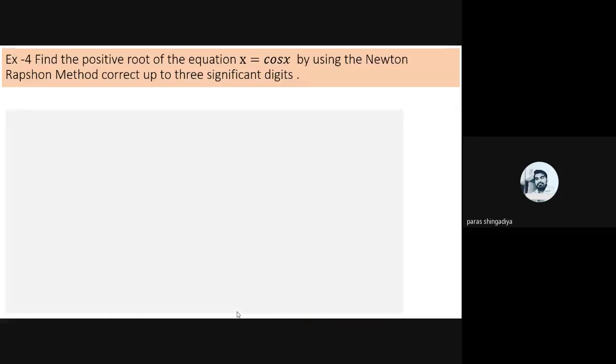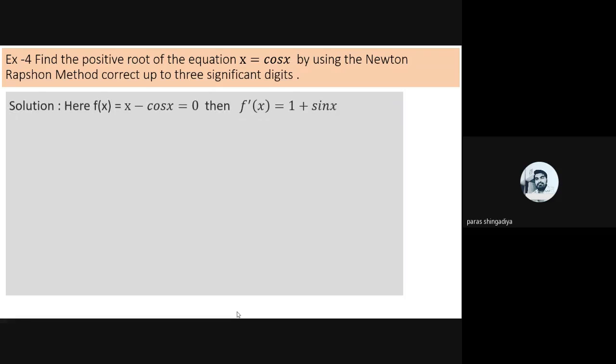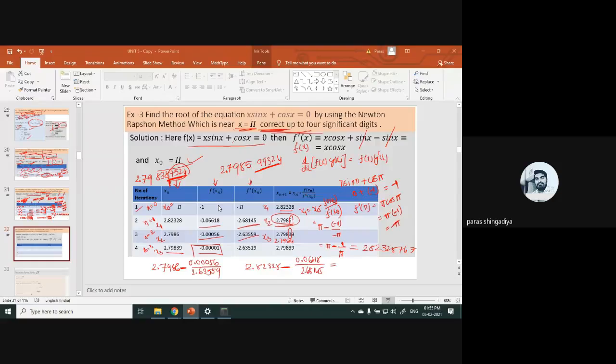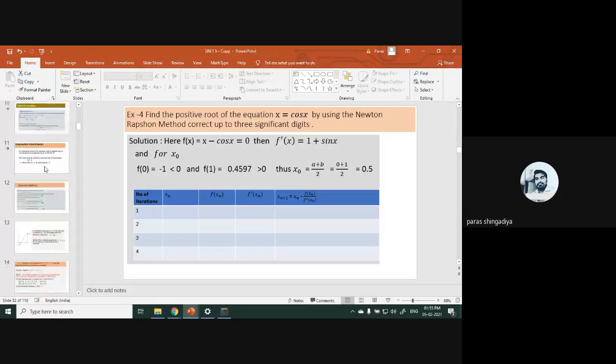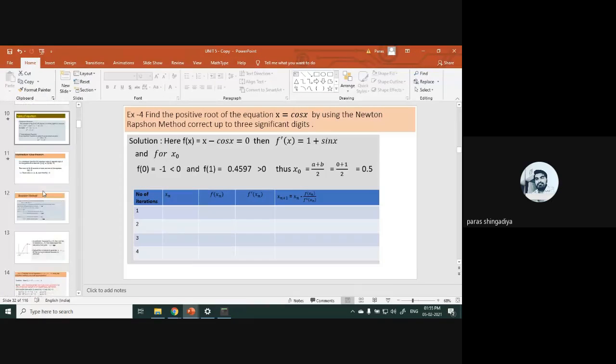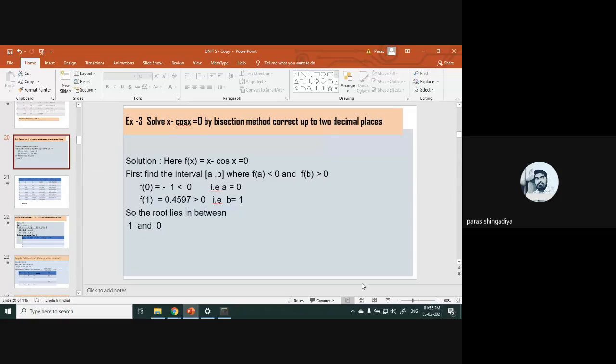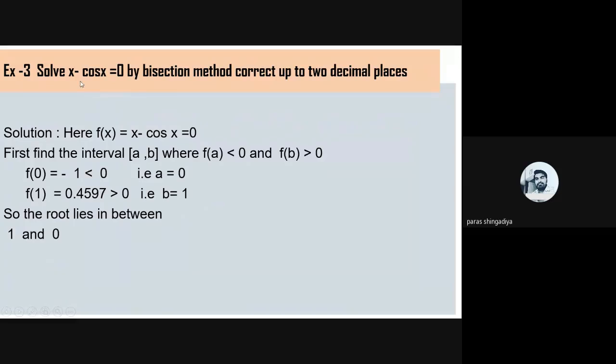Now the next question is x is equal to cos x. This question we already completed in the bisection method, and in that example we predicted 11 iterations. Let us take this question again, and then we'll discuss it. The same data and the same equation is there: x is equal to cos x, that is x minus cos x equal to 0, in the x equal to cos x form.